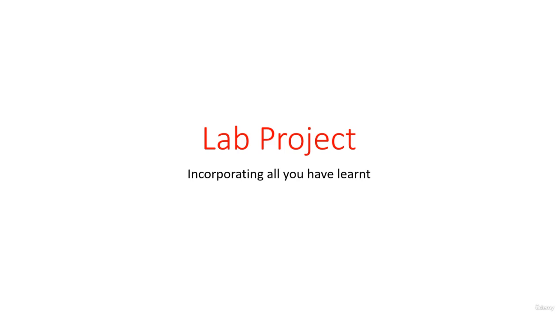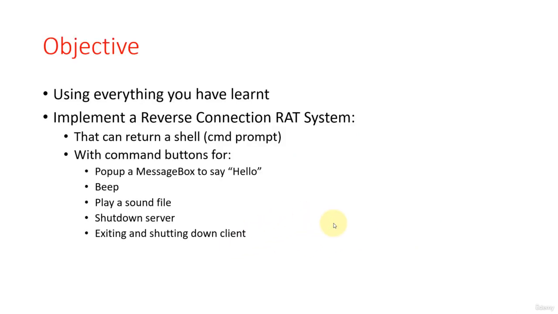In this lab project section, you will incorporate everything that you have learned. The objective of this lab project is to use everything that you have learned to implement a reverse connection RAT system that can return a shell, a command prompt, with the command buttons.